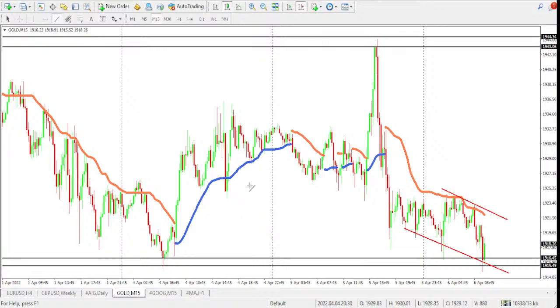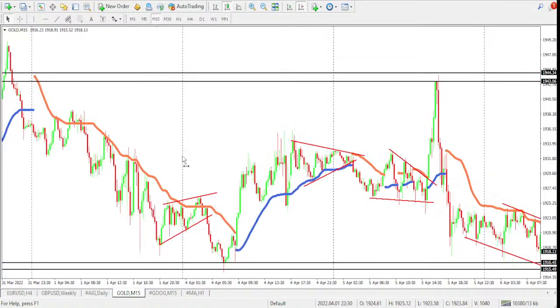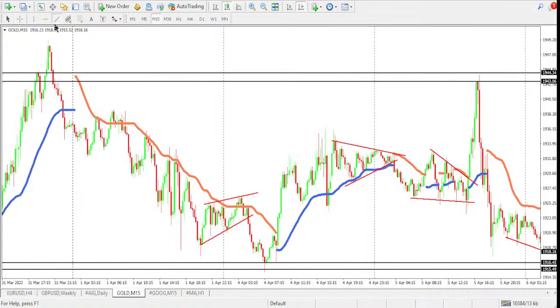We also have another one here, and then we have another one there, like that, and then we have another one like that. Then we have another one like that.